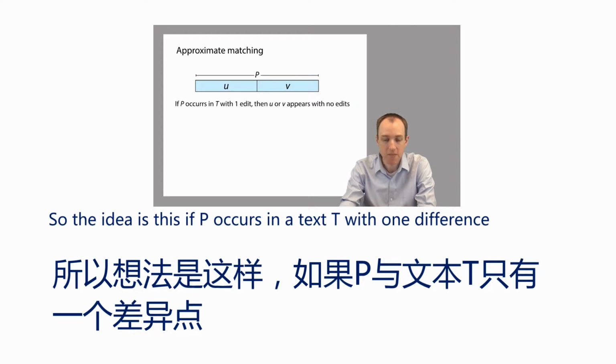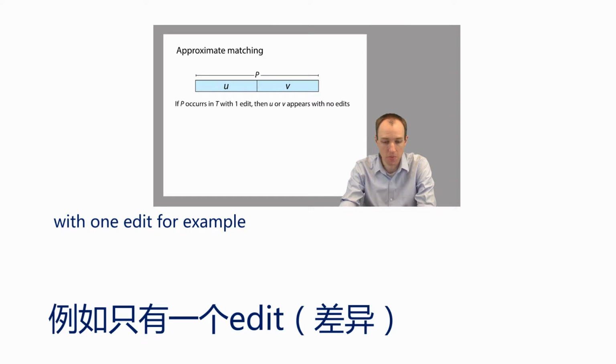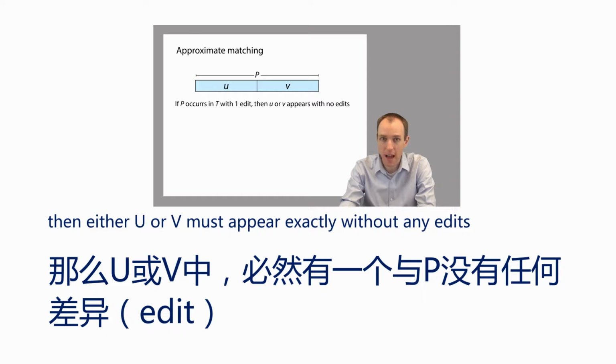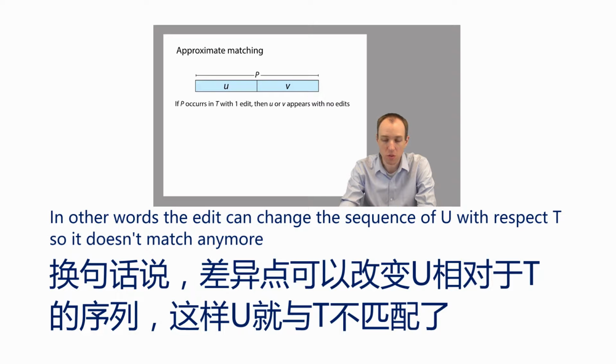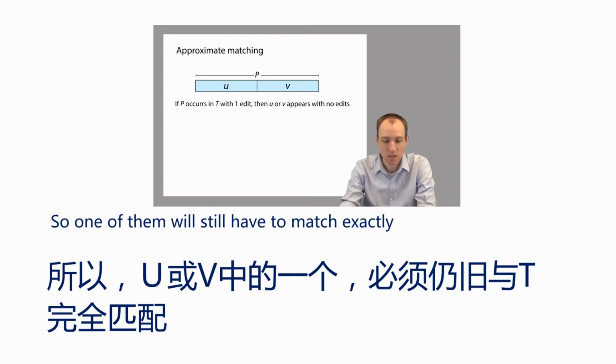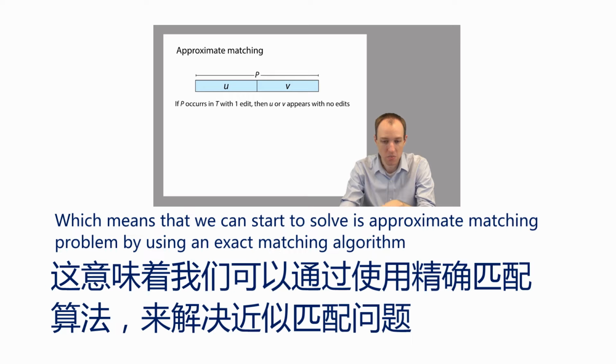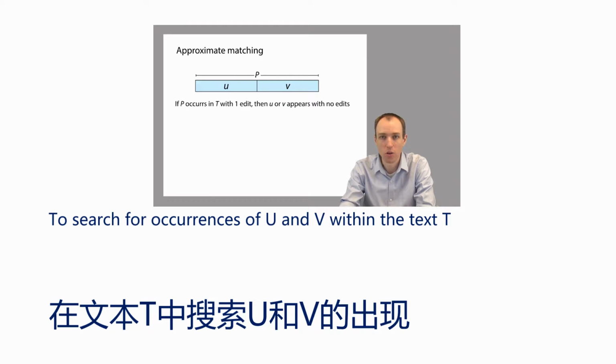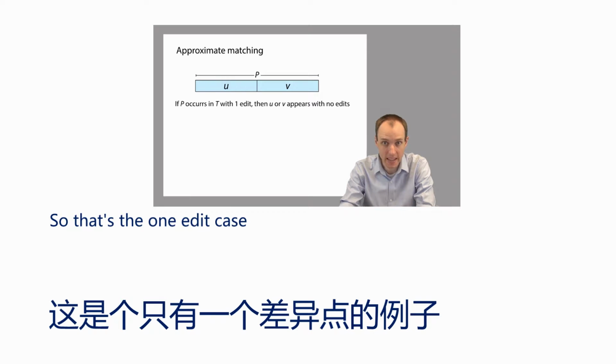So the idea is this: if P occurs in a text T with one difference, with one edit, for example, then either U or V must appear exactly, without any edits. In other words, the edit can change the sequence of U with respect to T so that it doesn't match anymore, or the edit can change the sequence of V so that it doesn't match anymore, but it can't change both. So one of them will still have to match exactly, which means that we can start to solve this approximate matching problem by using an exact matching algorithm, any exact matching algorithm, to search for occurrences of U and V within the text T. So that's the one edit case.